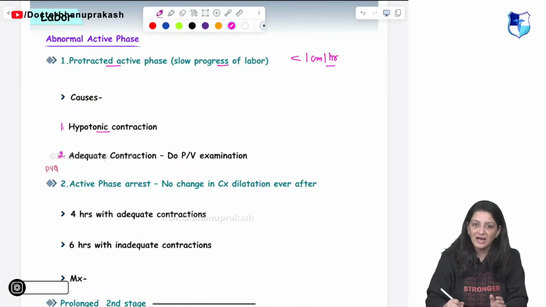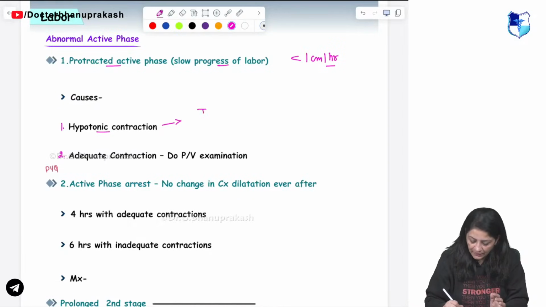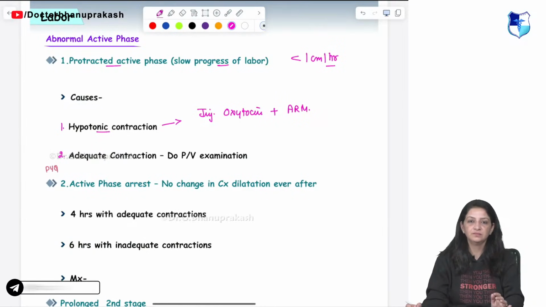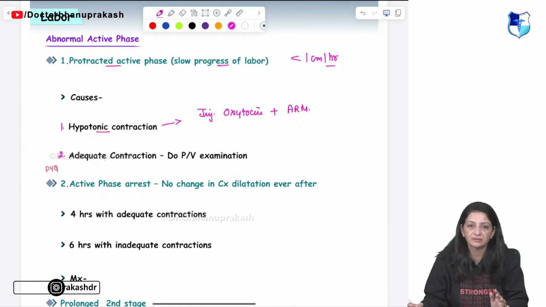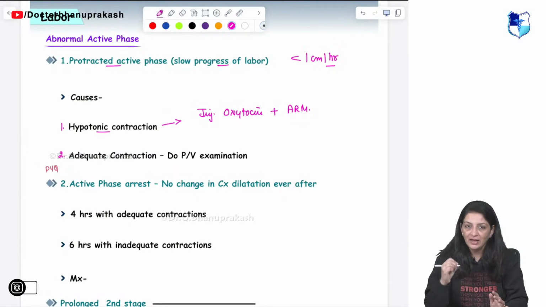In case of hypotonic contractions, we can augment the labor. Just increase the uterine contractions by injection oxytocin or artificial rupture of membrane. In case of adequate contractions, we have to do per-vaginal examination.